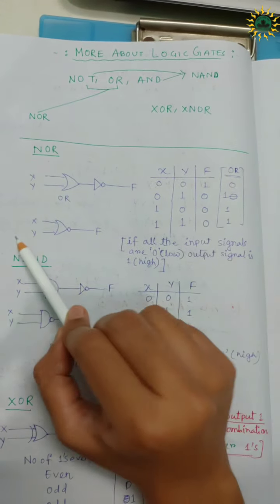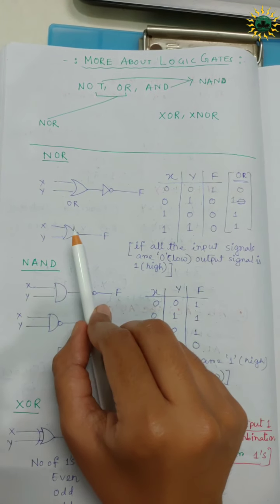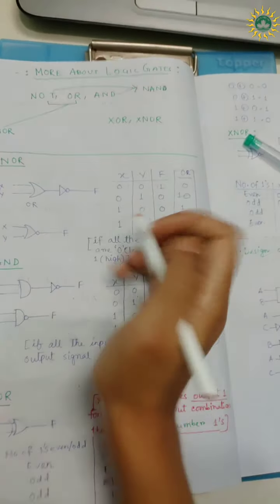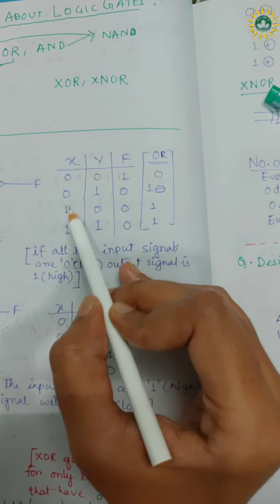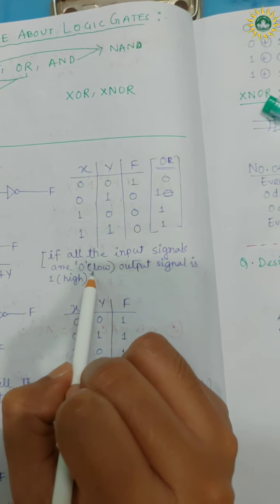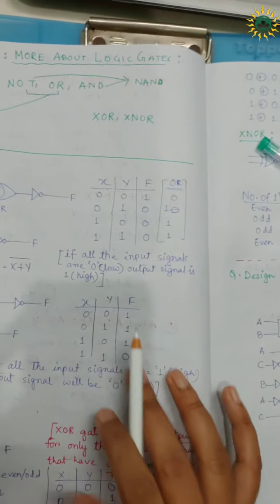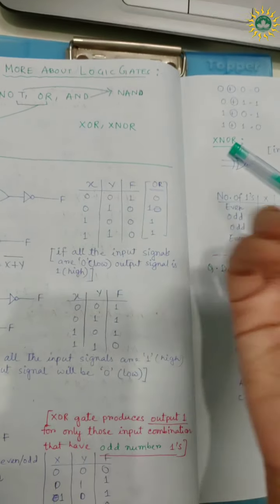Now the logic gate symbol of the NOR gate looks like this. And the expression is F equal to (X plus Y) bar. Now how the truth table looks, you have 0 0 1 1 and 0 1 0 1, that you know. Now if all the input signals are low, then only the output signal will be 1 in case of NOR gate. If all the input signals are low, then only the output signal will be high in the NOR gate's case. See, it's just the complement of OR.